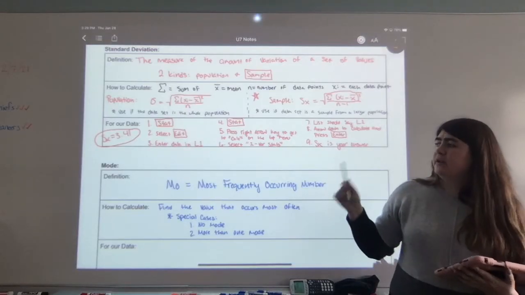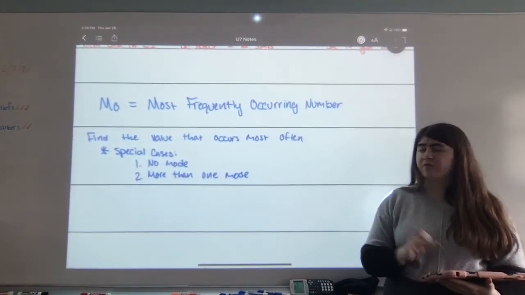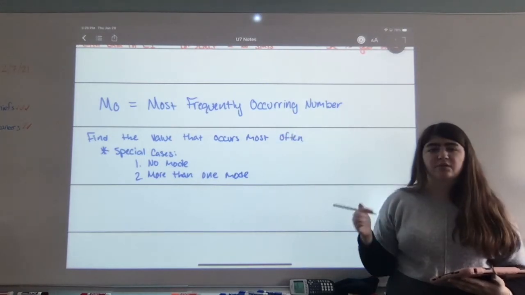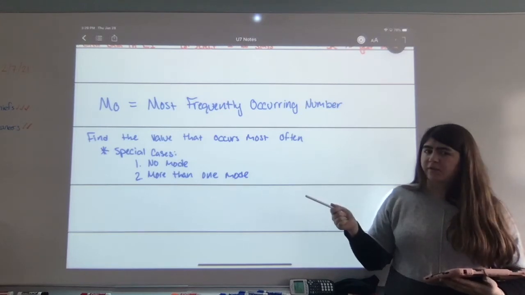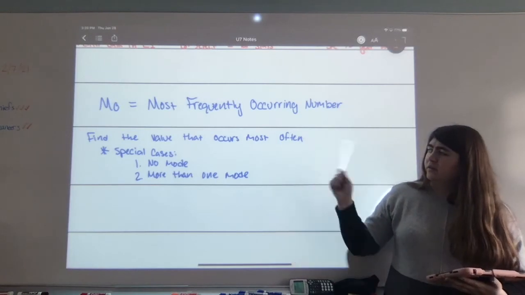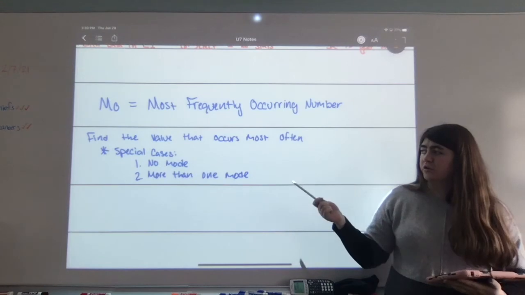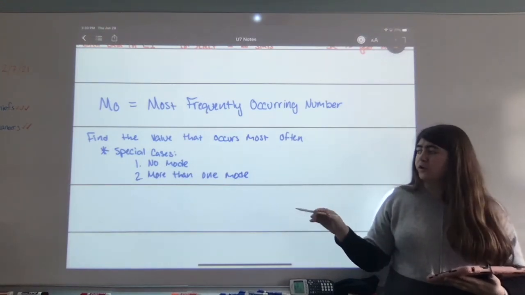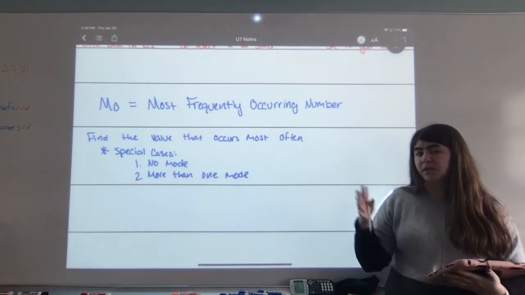All right, now we're going to talk about the mode. The mode, and our abbreviation for mode is MO, is equal to the most frequently occurring number. So it's the number that comes most often. To find the mode, it's easier to find it if you list them in order from least to greatest. We already did that. To find it, you just find the one that occurs most often. There's two special cases. You could have no mode, which means that you have one of everything, or you could have more than one mode, which means that maybe you have two separate data points.